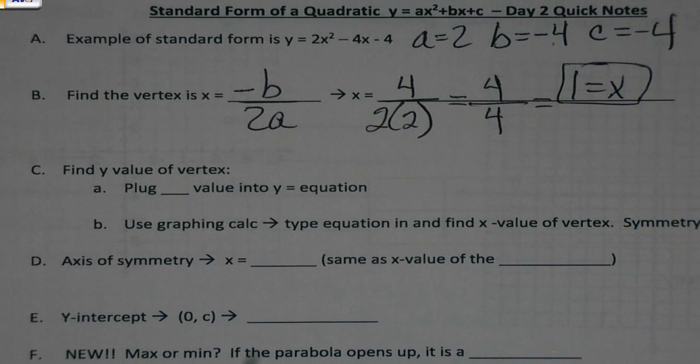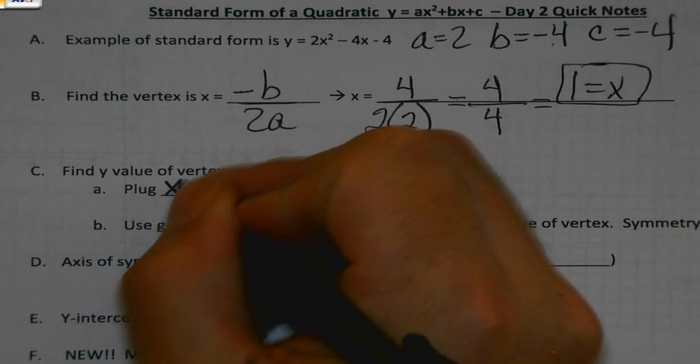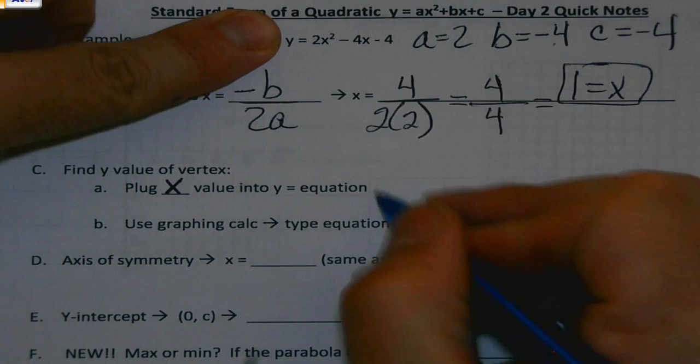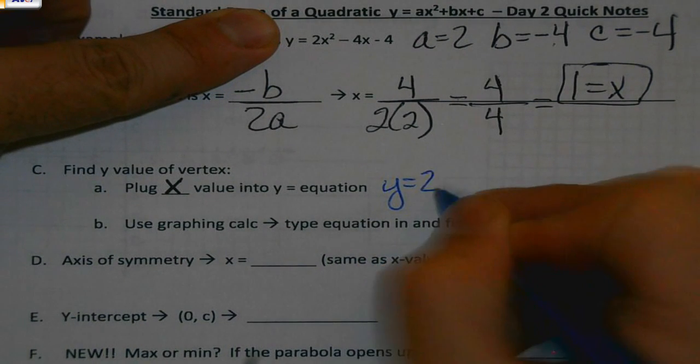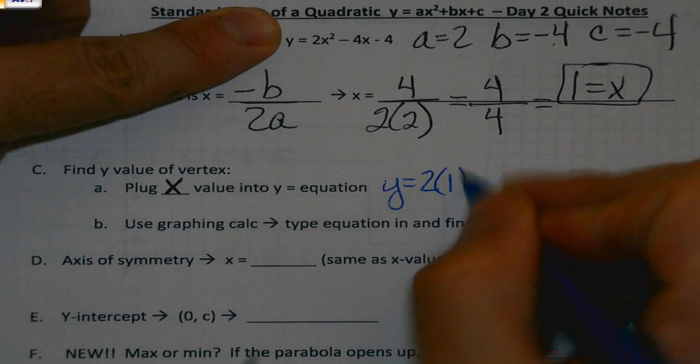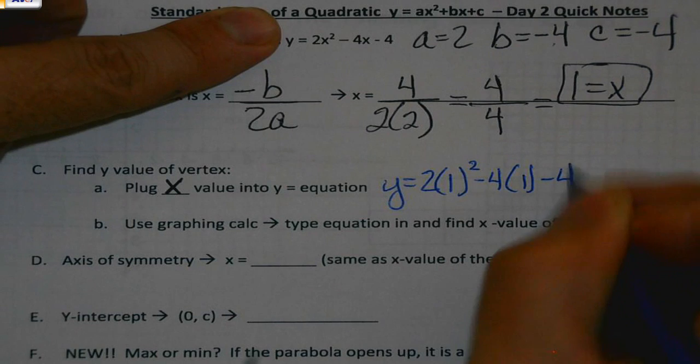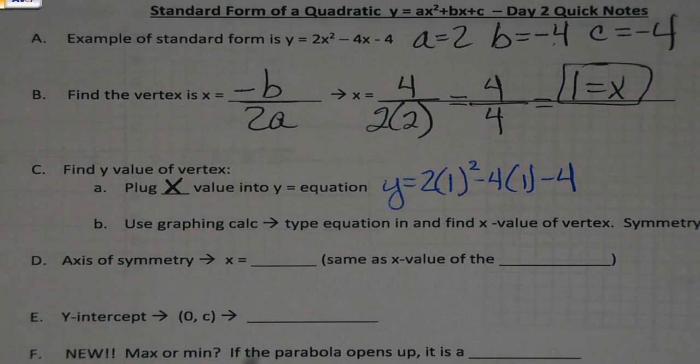Now, to get the y value, and then we can start talking about graphing and all the things that go with it, you've got 2 options on finding your y value. You can plug the x value that you just found into the y equals equation. In other words, I could do y equals 2 times 1 squared minus 4 times 1 minus 4. You could do that in a regular scientific calculator.